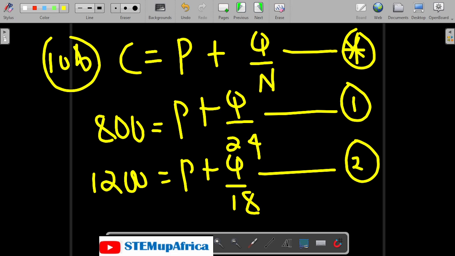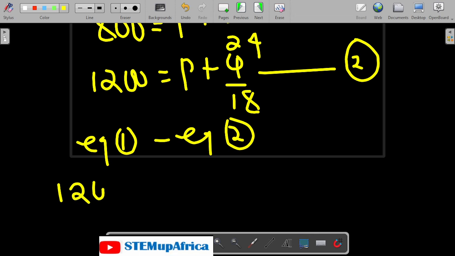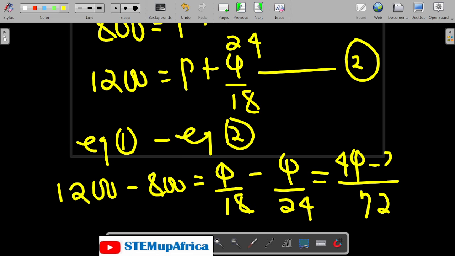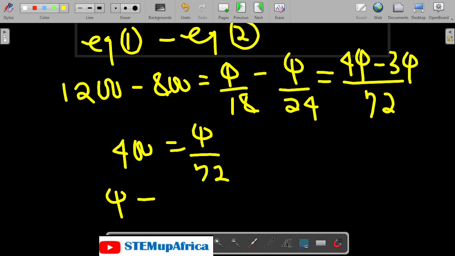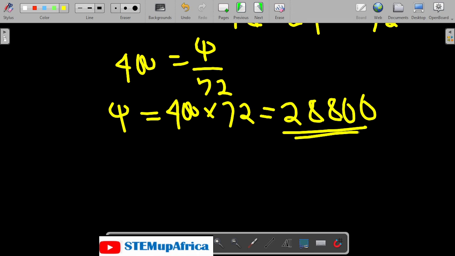equation 2. So I will say equation 1 minus equation 2. Now what I'm having is 1200 minus 800 equals Q over 18 minus Q over 24. My LCM here is 72. Here will give me 4Q minus 3Q. So here will give us 400 equals Q over 72. So my Q is now what? 400 times 72. What are we having? 28800. That is Q.